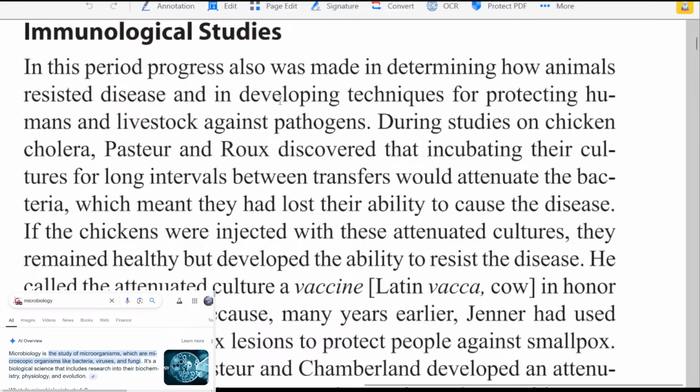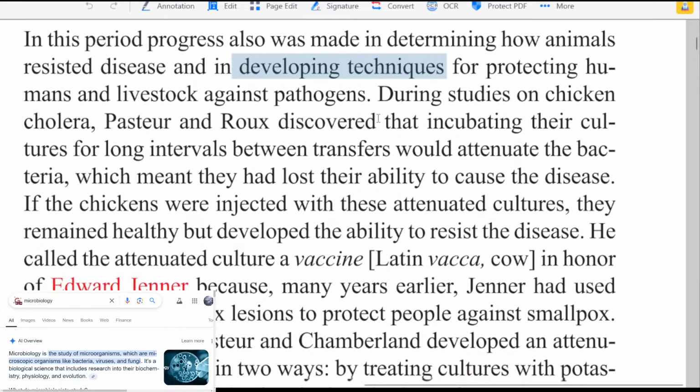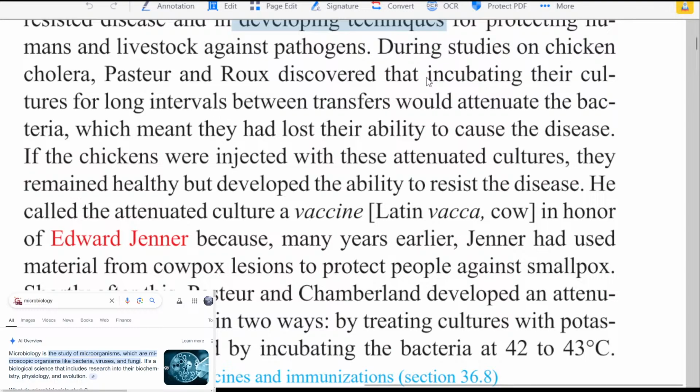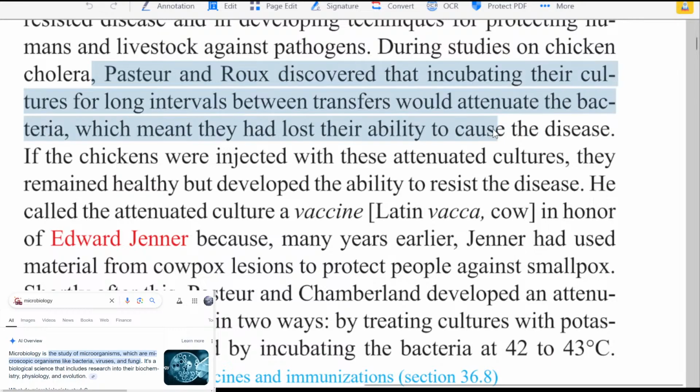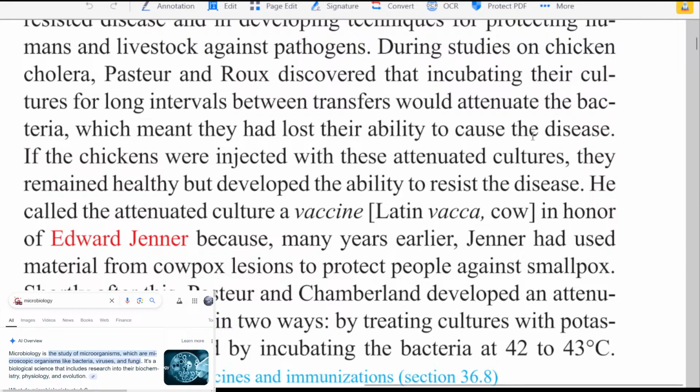And you know that our immune system acts as a resistance system to foreign particles, and they were developing techniques for protecting humans and livestock against pathogens. They were developing techniques to develop that resistance, or to learn how to develop that resistance. During studies on chicken cholera, again Pasteur, I thought we were over with Pasteur. Pasteur and Roux discovered that incubating their cultures for long intervals between transfers would attenuate the bacteria, which means they had lost their ability to cause disease.